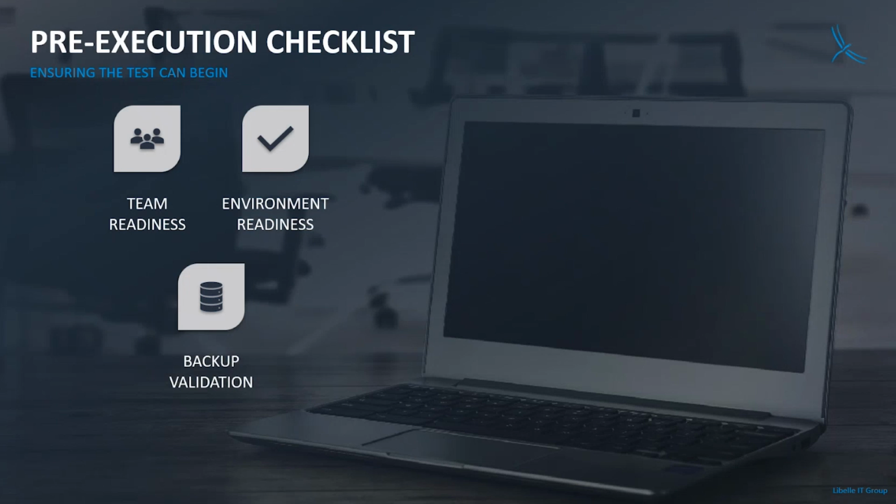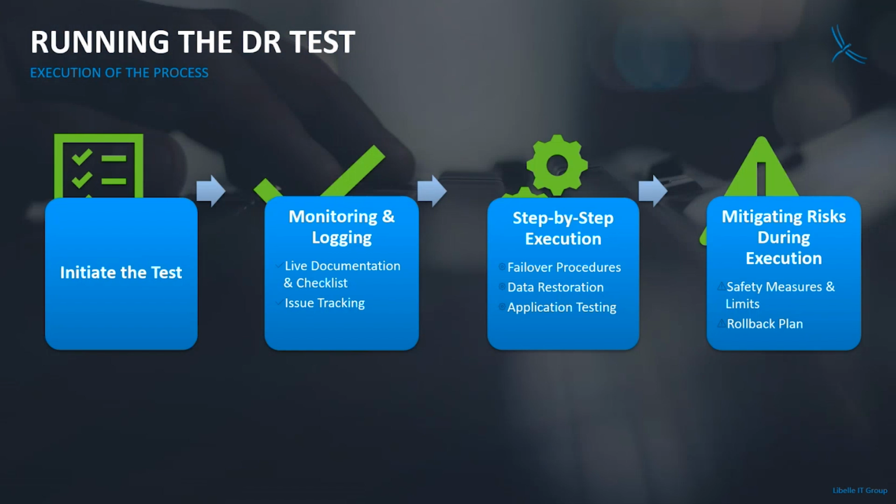Then we run the DR test, we start the test. While we go through the different steps in the test, we need to monitor the production system and the DR system, to see how they are behaving, how the performance is, and check the error logs for any errors. While we run the steps, we also need to document what step is being done, by whom, when it started, and when it finished, so that we can check off those items. If issues occur, we also need to track them and insert them into the issue tracker. Mainly, we do the step-by-step execution.